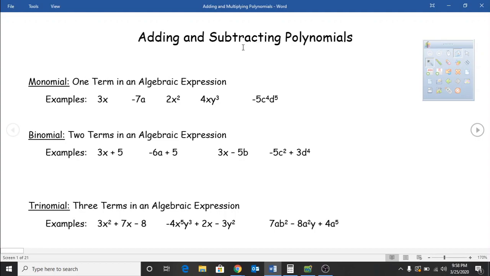I've had questions about the assignments on Edgenuity as far as adding and subtracting polynomials. So what I wanted to do is create a video discussing some of the properties and definitions and some examples about adding and subtracting polynomials, because I know it can be a little bit confusing, it can be a little bit daunting.